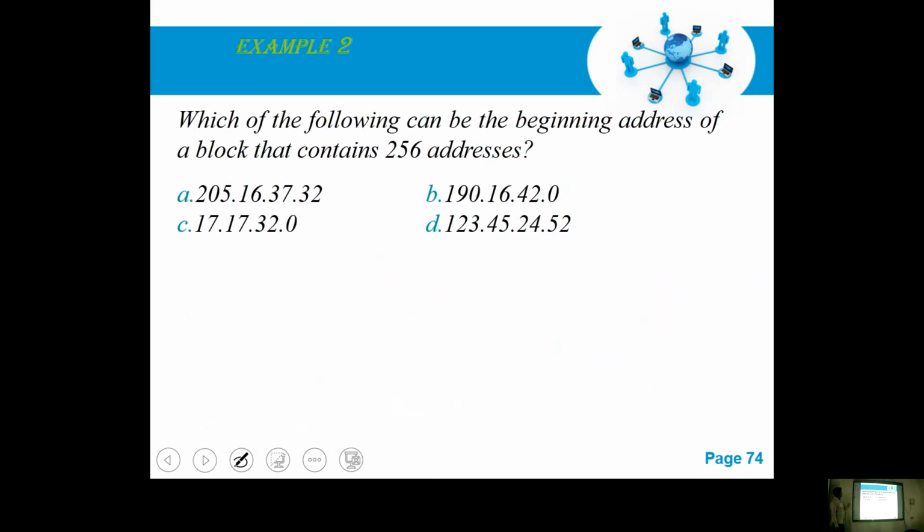Now let us consider the next case: 256 addresses. Where can I have 256? Is there any option here which can be a part of 256 addresses? 32. Okay, then that's it. So why 32? 256 we are saying, right? Not 16. I need to have 256 addresses. No one? Okay. So now let us consider.